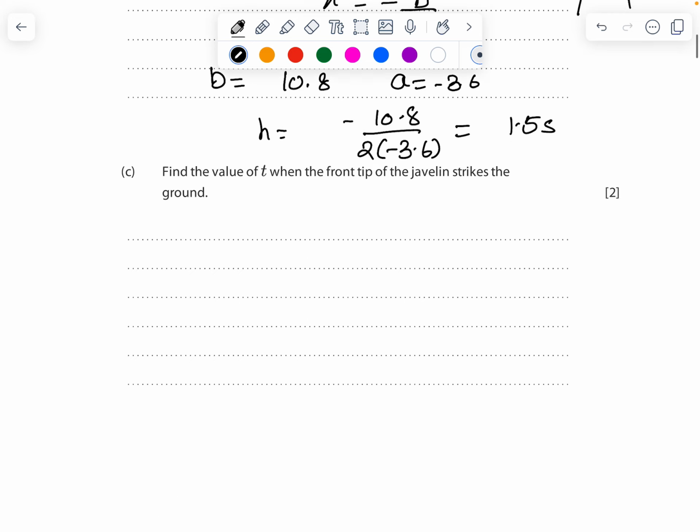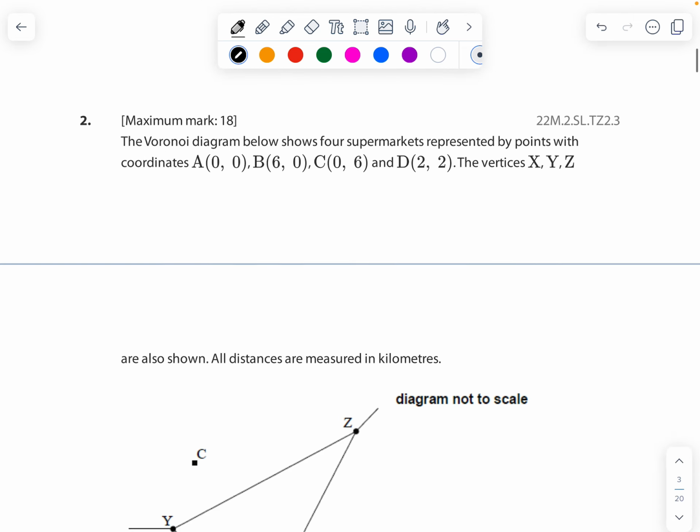Find the value of t when the front tip of the javelin strikes the ground. What does it mean to strike the ground? The height has to be equal to 0. So 0 equals minus 3.6 t squared plus 10.8 t plus 1.8. Simplify that by drawing the graph or by using the calculator. You should get, in three significant figures, 3.16 seconds.